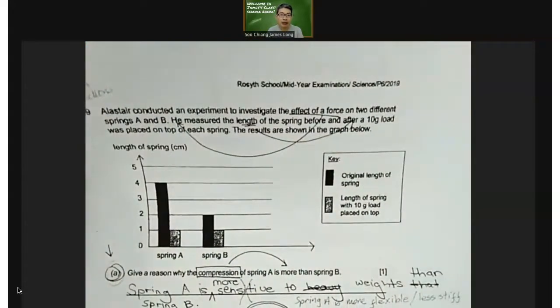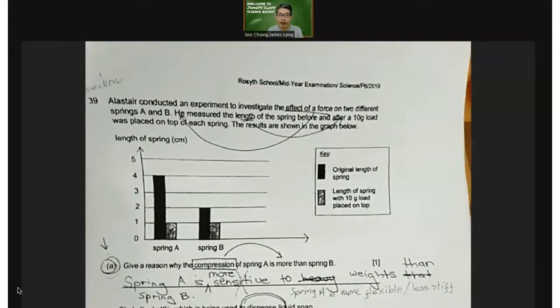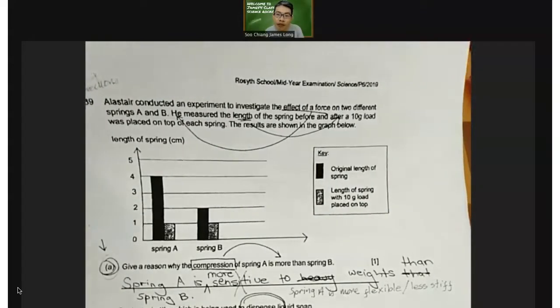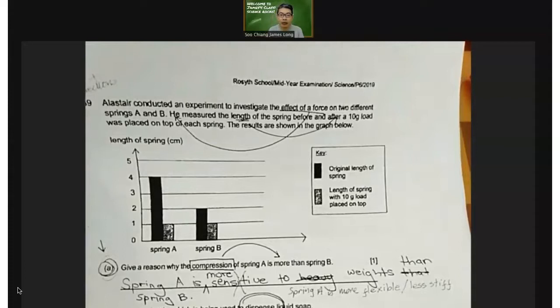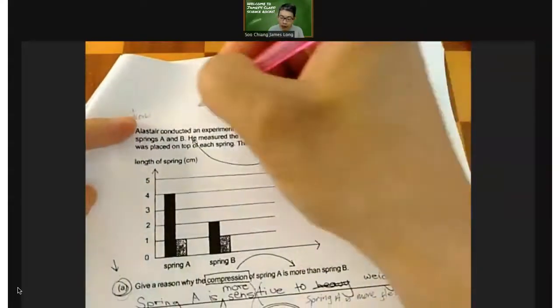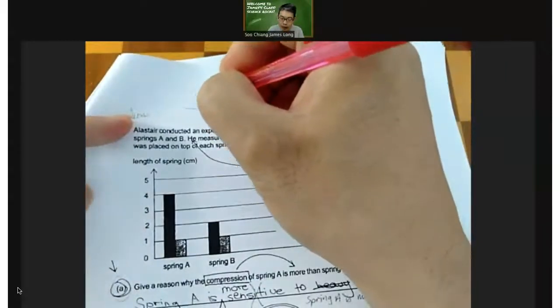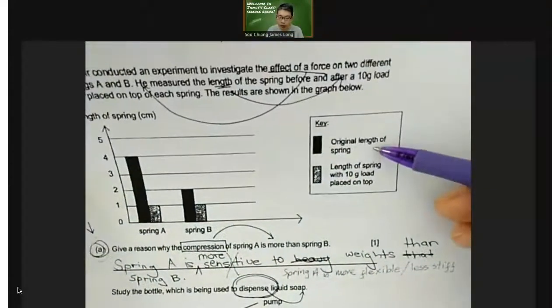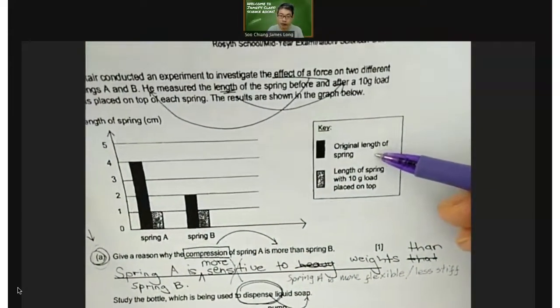Alestia conducted an experiment to investigate the effect of a force on 2 different springs, A and B. He measured the length of the spring before and after a 10 gram load was placed on top of each spring. So if you draw a picture to help me understand, there's a spring and there's another spring, okay? And the original length of the spring was already different.